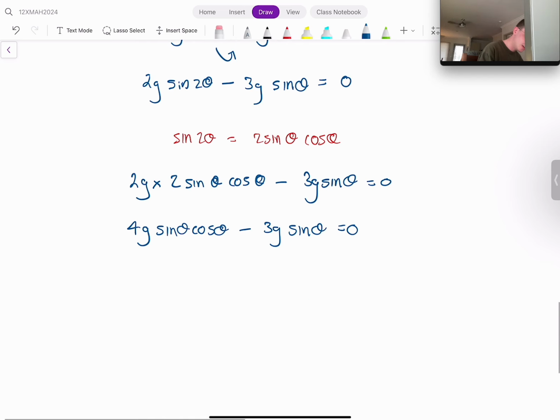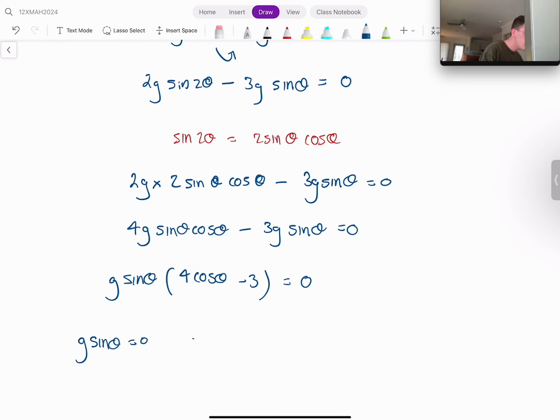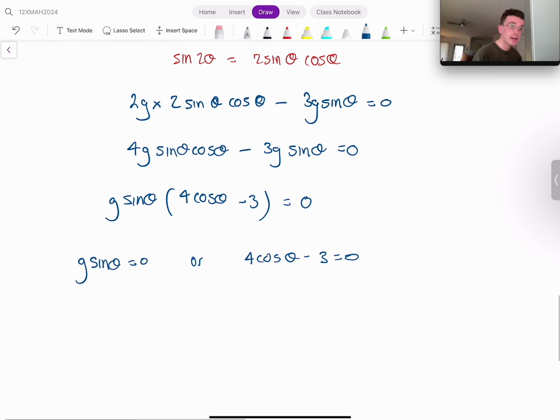Now, here we can see that we can take out a factor of g sine theta, and then we've got 4 cos theta minus 3 equals 0. So that's telling us that g sine theta equals 0, or 4 cos theta minus 3 equals 0. Now, g sine theta can't equal 0. We can't have that being 0. So 4 cos theta minus 3 equals 0, which means cos theta is equal to 3 over 4. And we're done.